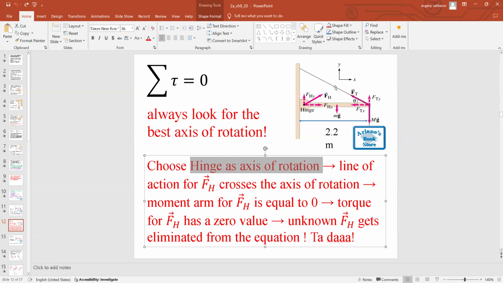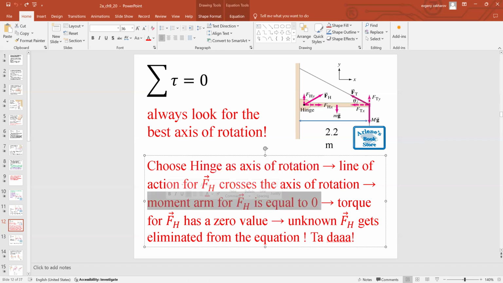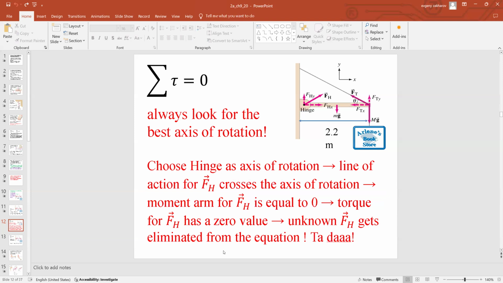creates the condition where the line of action from that hinge crosses the axis of rotation that you choose for your balance of torques equation and makes the torque from this force equal to 0. Zero moment arm means torque from this force has a 0 value. It doesn't matter if you know this force or not, the torque from this force is already 0. Ta-da! It's not eliminated, but just the value becomes 0. That's a very useful trick to eliminate one of the unknown forces.